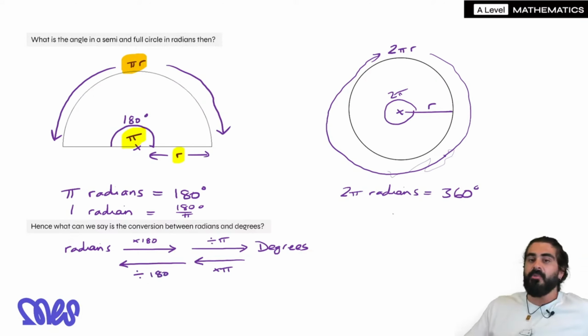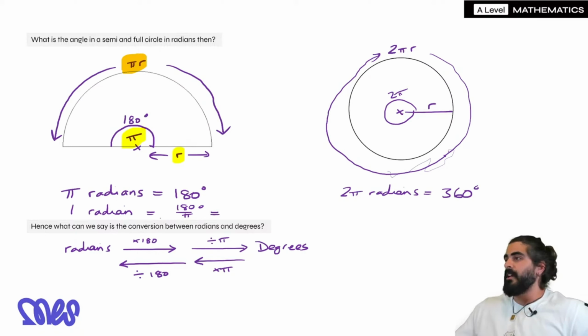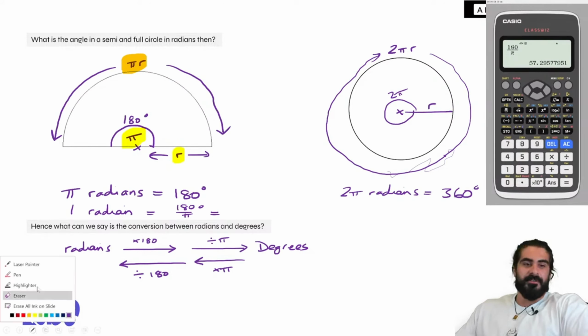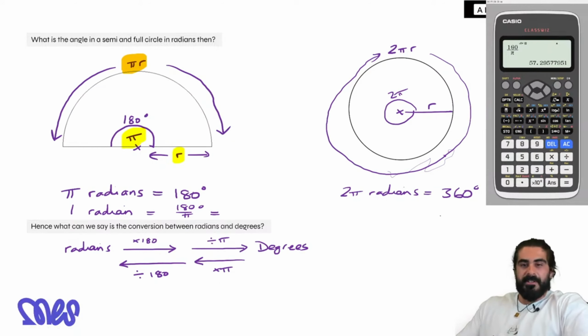In fact, we can actually work out what 1 radian is in degrees just by this conversion. Don't forget, you lot should have seen this. Remember my calculator? Yeah, this is sick. I love this. So I'm doing 180 divided by pi. Okay, sweet. So it's about 57.295, etc.